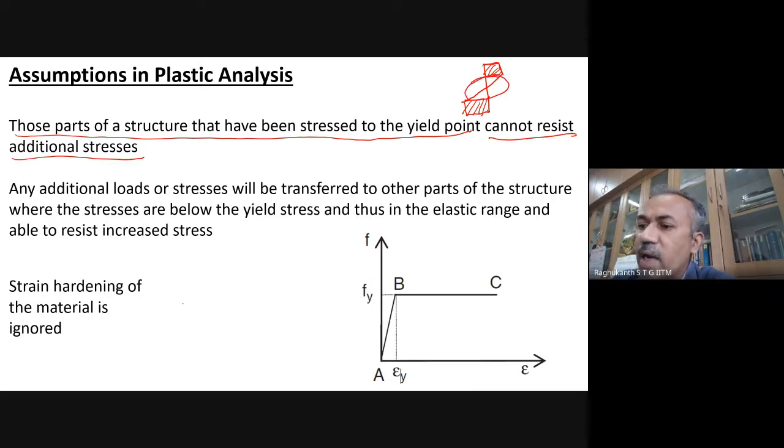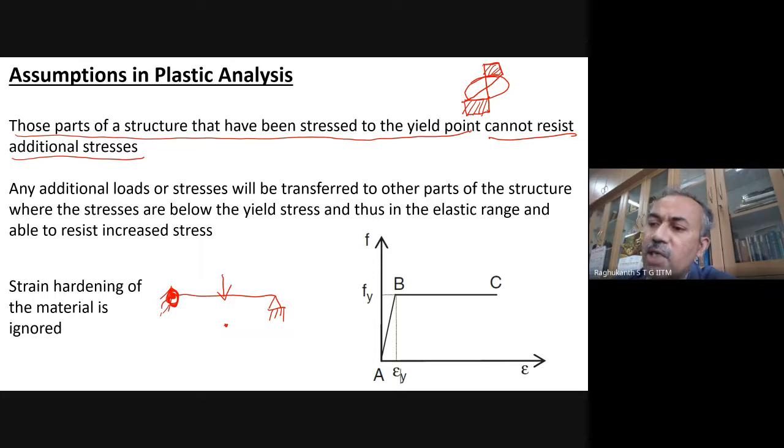Or if you take a simply supported beam, or a fixed beam, or a propped cantilever or whatever, let us say you have a concentrated load. The bending moment will be maximum at the fixed support, and the other maximum bending moment will be below the load itself. So as you keep on increasing the load, the bending moment at this portion will reach your yield strength, the M plastic stage, and a hinge forms. So once the hinge forms here, it will not take any more load itself.